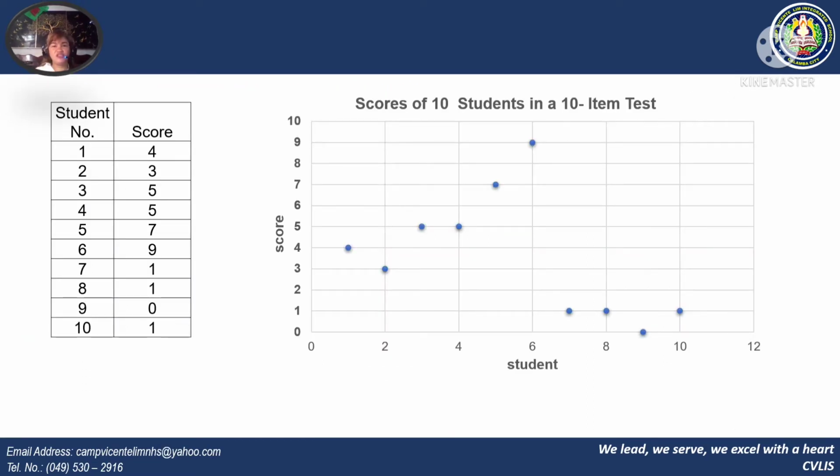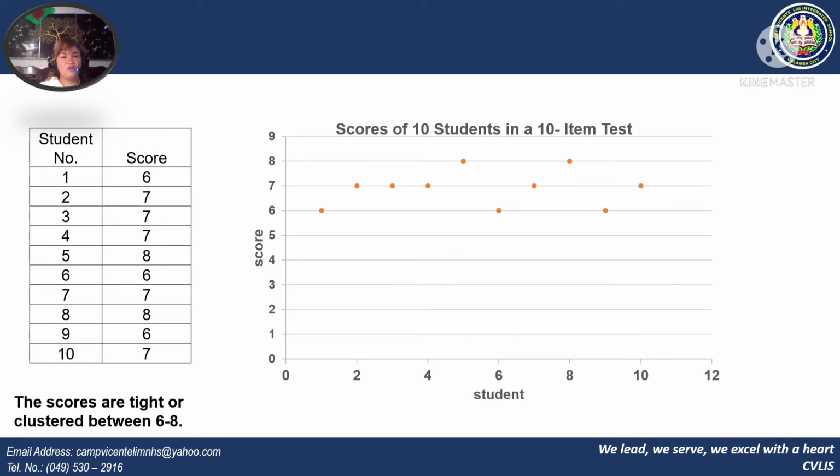Using an illustration, we will be able to describe the variability of the scores of 10 students based on the table with scores 4, 3, 5, 5, 7, 9, 1, 1, 0, 1. By looking at the scatter graph, the scores are dispersed and not close to one another. While in this other example, using the scatter diagram, the scores are clustered between 6 and 8.